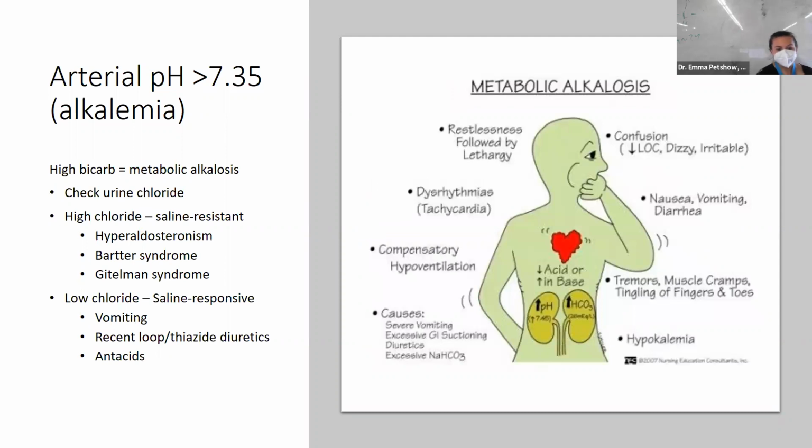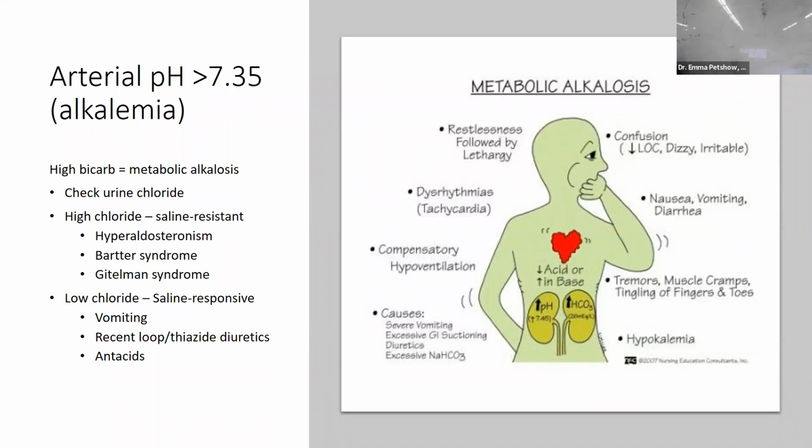Versus metabolic alkalosis. So again, high pH, high bicarb system. You'll want to check urine chloride. If chloride's high, we call that saline resistant. If chloride is low, it's called saline responsive. That just helps with treatment, but it can also help you with etiology. So high chloride saline resistant states of metabolic alkalosis can be from hyperaldosteronism, Bartter syndrome, Gitelman syndrome. Low chloride states: vomiting, drugs, really your diuretics, your antacids.